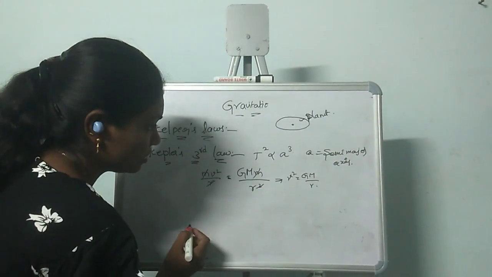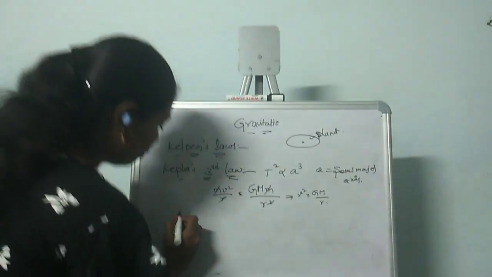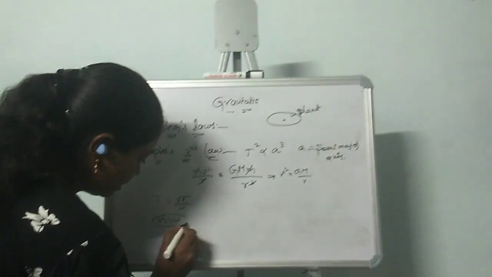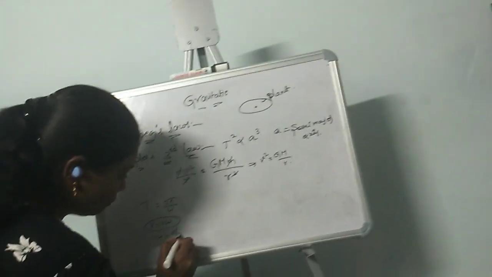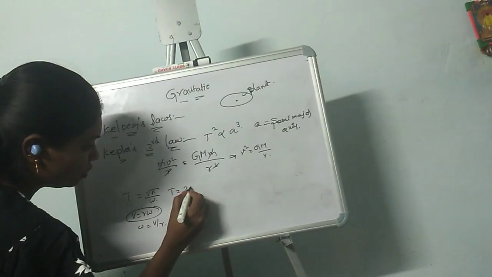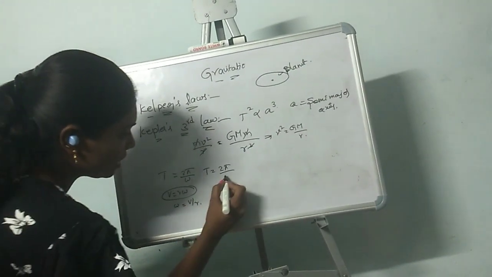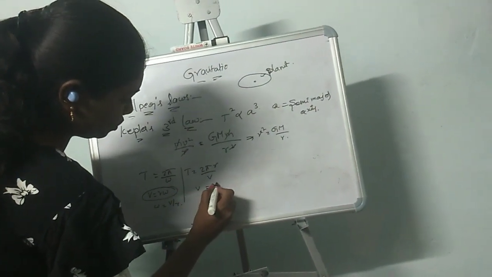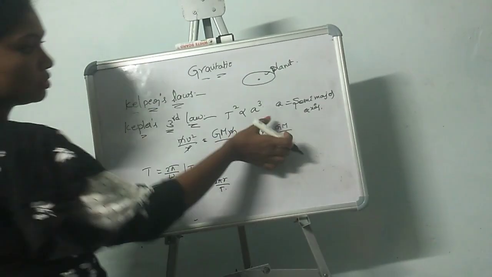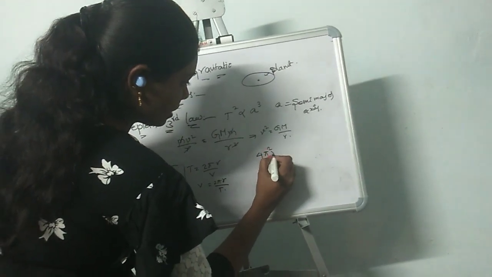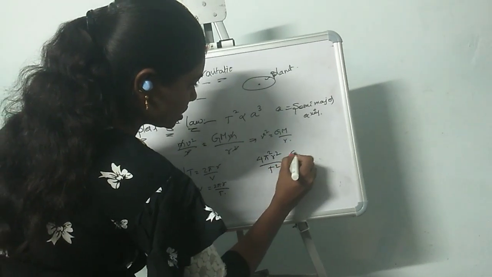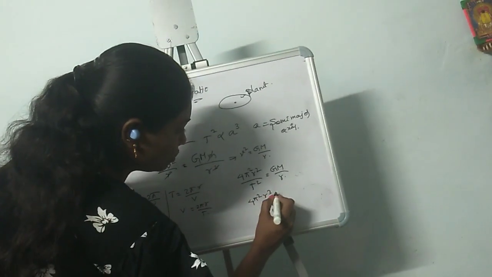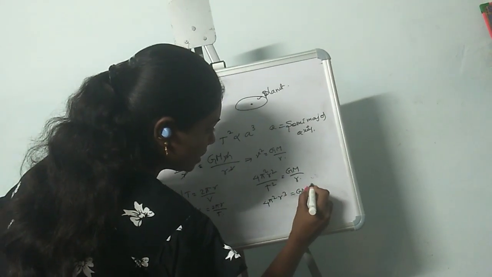Further we can write T equal to 2 pi by omega. We have v equal to r omega. So from this we can write omega equal to v by r. So T equals 2 pi by (v by r), that is 2 pi r by v. So from this we can write v equal to 2 pi r by T. We just substitute this value in this: 4 pi square r square by T square equal to GM by r. Then we can write 4 pi square r cube equal to GM T square.